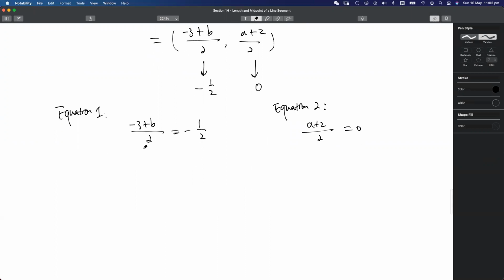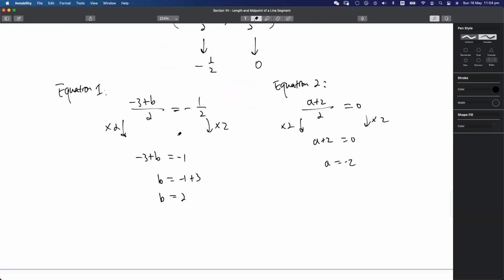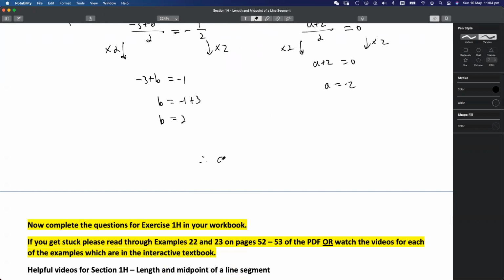To solve equation 1, we can times 2 on both sides, and I have -3 plus b is equal to -1. So b is equal to -1 plus 3, adding 3 to cancel the -3. So b is equal to 2. We found b. Let's find a. (a plus 2) over 2 is equal to 0. Again, I times 2 on both sides, so a plus 2 is equal to 0, so a has to be -2. Now we found the values of a and b. Therefore, a is equal to -2 and b is equal to 2.